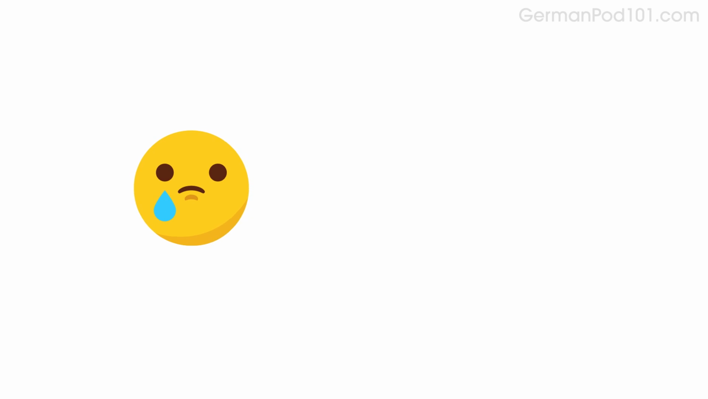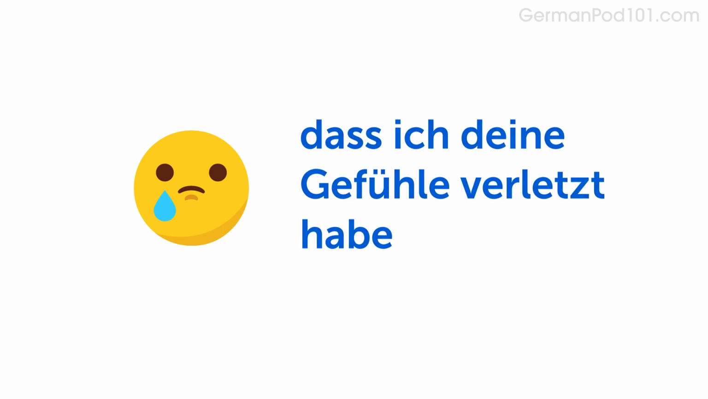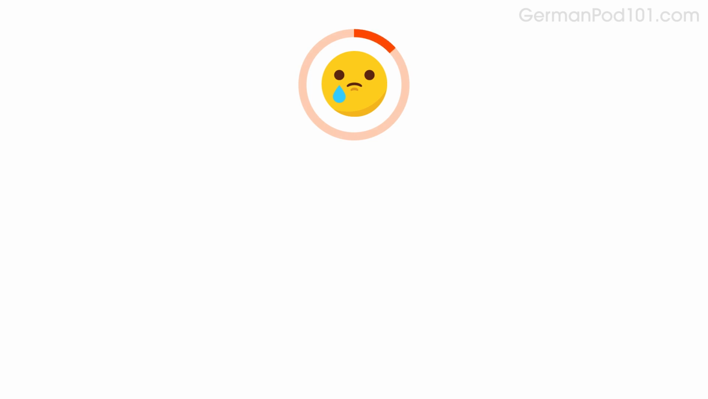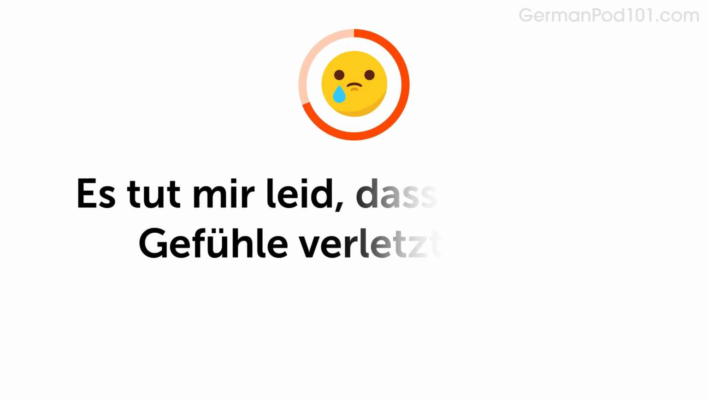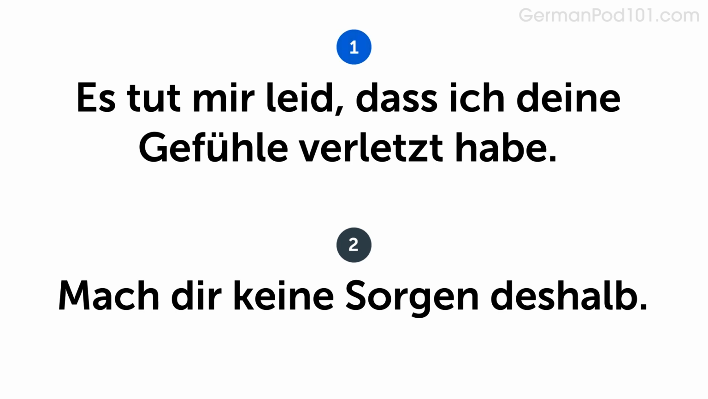Now imagine you want to apologize because you hurt someone's feelings. Do you remember how to say hurting your feelings? Dass ich deine Gefühle verletzt habe. Say, I'm sorry for hurting your feelings. Es tut mir leid, dass ich deine Gefühle verletzt habe. Now say, you're sorry for hurting someone's feelings and respond to it. Es tut mir leid, dass ich deine Gefühle verletzt habe. Mach dir keine Sorgen deshalb.